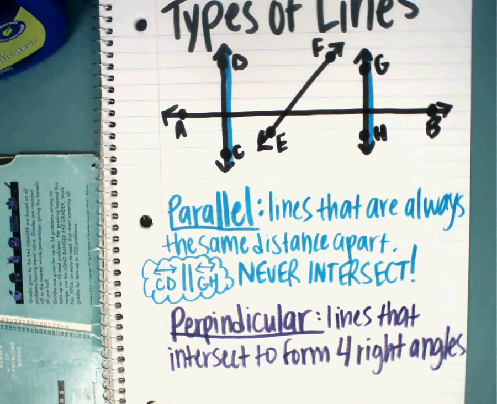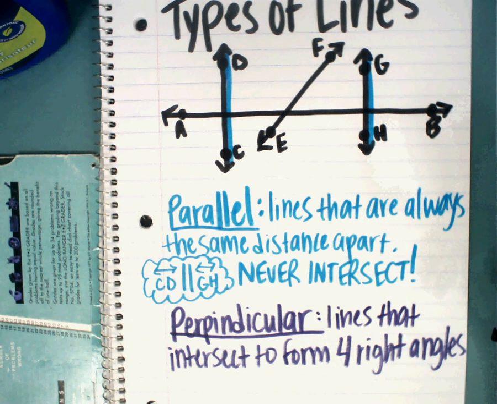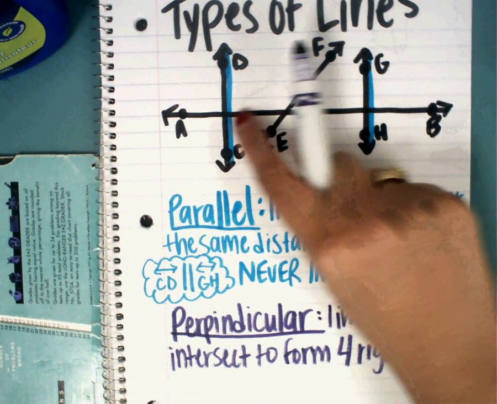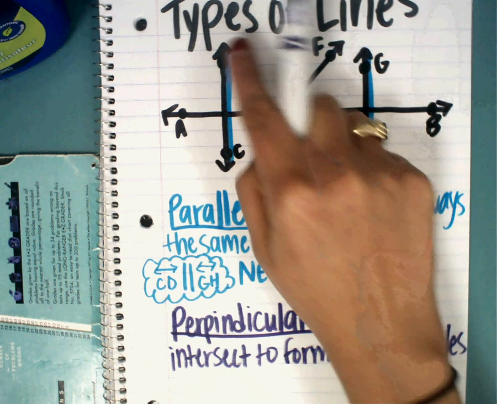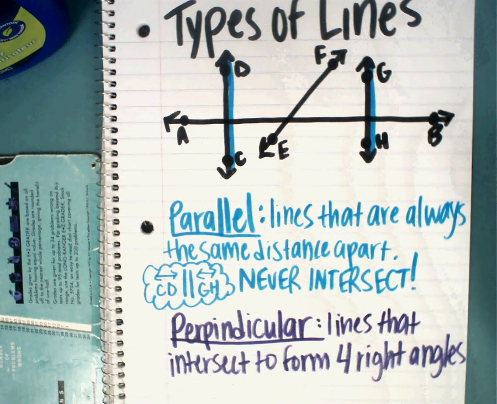Okay, so perpendicular lines are lines that intersect to form four right angles. I see two lines that intersect to form right angles. I actually see a couple of intersecting lines. I see these two lines intersect right here. I also see that these lines intersect here and these intersect here. How do I know the difference between a line that's just intersecting and a line that's perpendicular? Well, the difference is that perpendicular lines form four right angles.